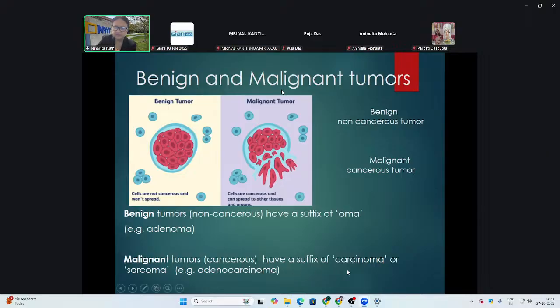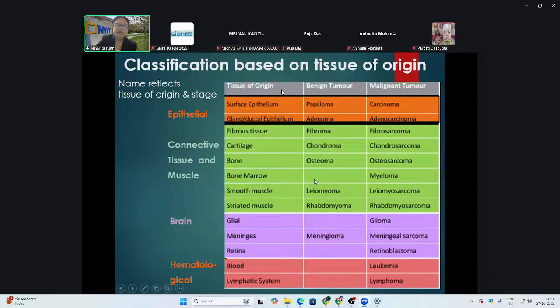So let's look at how we name these cancers. Where do the cancers come from? How do we classify them? The classification of these cancers is based on the tissue of origin. What is the tissue of origin? Where did it start? That is the starting location. If you see here, there are four types: epithelial tissue, connective tissue and muscle, brain tissue, and hematological.